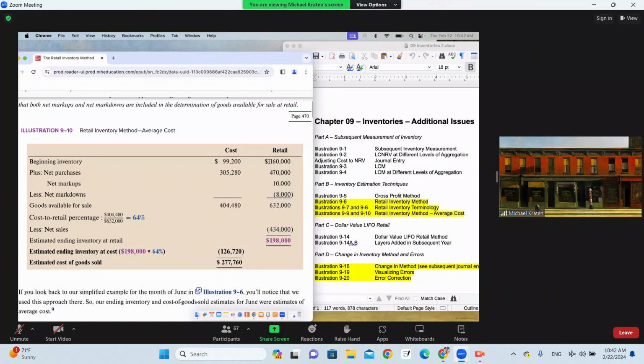And the point is that the retail value is not only the initial retail price that you establish. The retail value of what you're trying to sell should include any subsequent changes in retail prices as well.